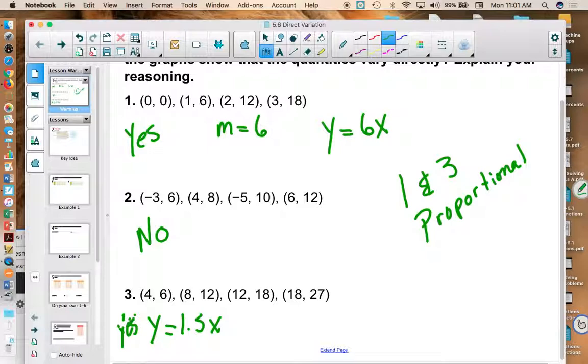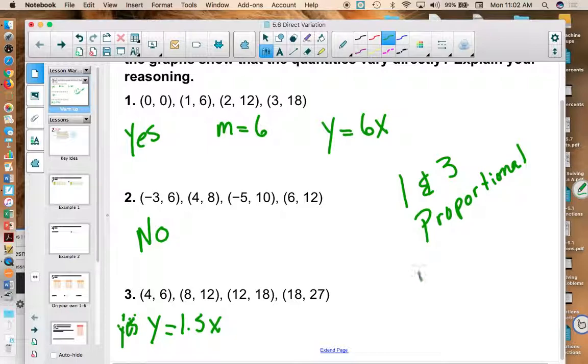They both have a y-intercept of 0. Those lines both go through the origin at 0, 0. Do you see that? That tells you that they are a direct variation. It will tell you that every single time you see a graph where it goes through 0, 0, they will be proportional. They will be a direct variation every single time.